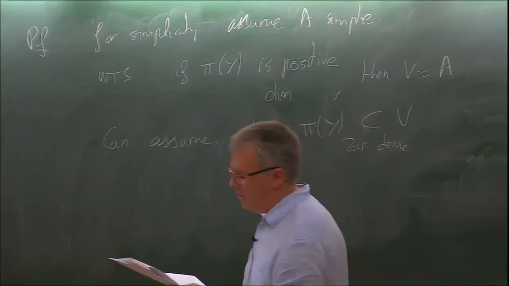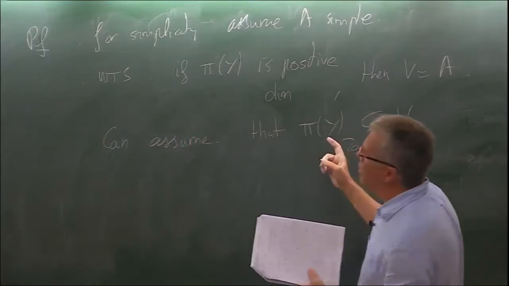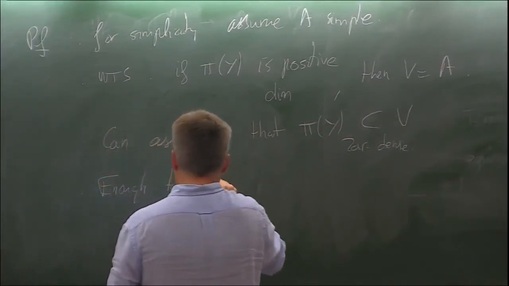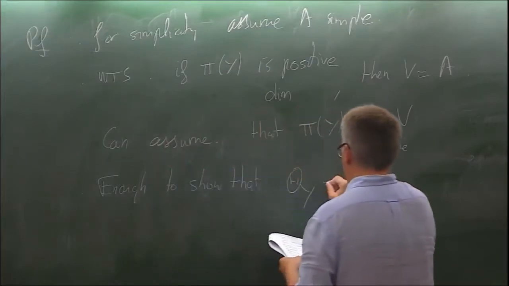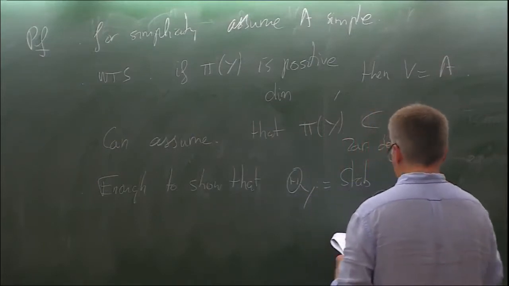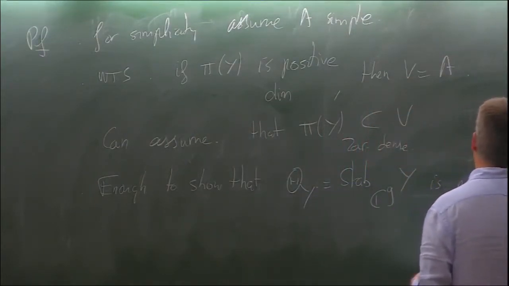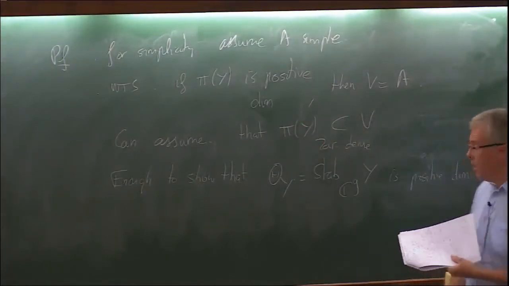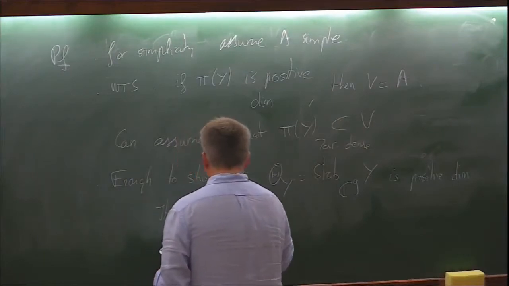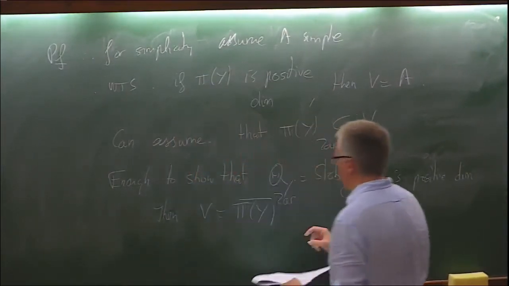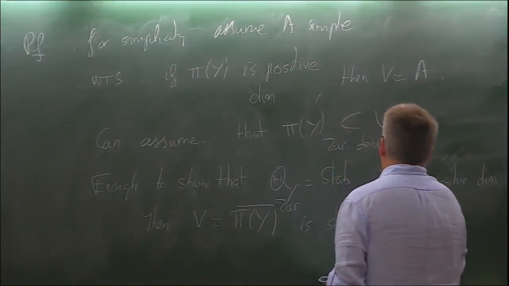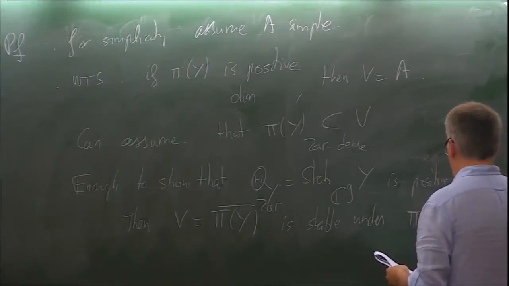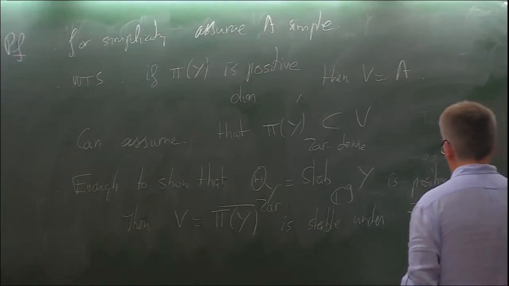So I can assume that pi of y inside V is Zariski dense. And so now, as I said to Claire before, what we want to study is not really y or pi of y itself, but the stabilizer. So it is enough to show that if I call theta y the stabilizer in C to the g of y, this guy is positive dimensional. So I'm just looking at the group stabilizing this maximal algebraic set upstairs. If it is positive dimensional, then V, the Zariski closure of this, has to be stable under the image of theta y, but also under the Zariski closure because it is algebraic. So it's stable under the Zariski closure of pi of theta y.